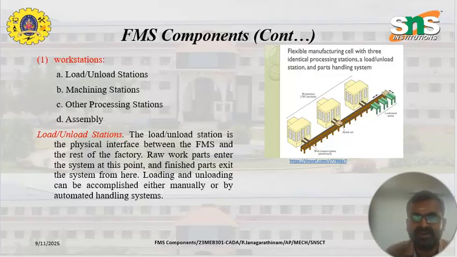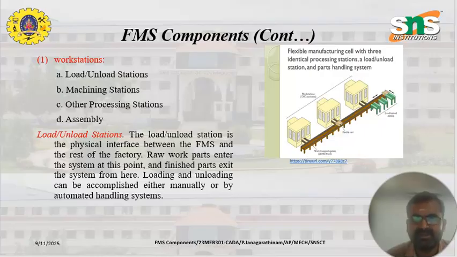First one is the workstation. In our workstations, we have different workstations like the loading and unloading workstation and the machining stations. We have different machining operations, and that's why we use different machining stations, other processing stations, and assembly workstations. These are the major workstations used in our FMS system.